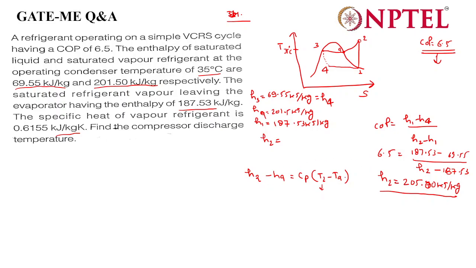H2 is this, HA is this, Cp is given here, this is the Cp. So T2 is Ta, this 35 degrees Celsius. In Kelvin you can also put. So Ta, what is the value? What is the value of T2 from here? Has anyone calculated it?